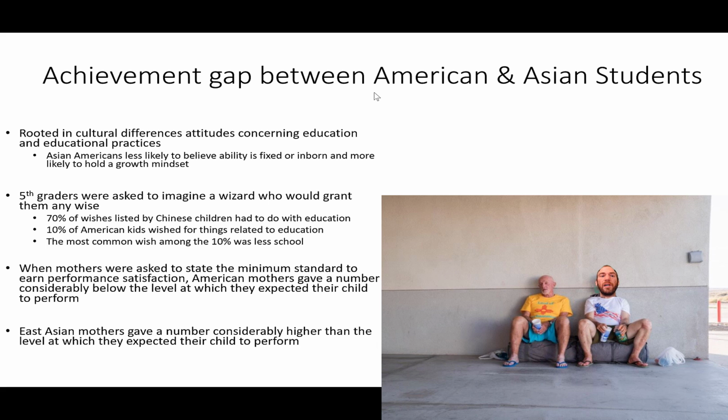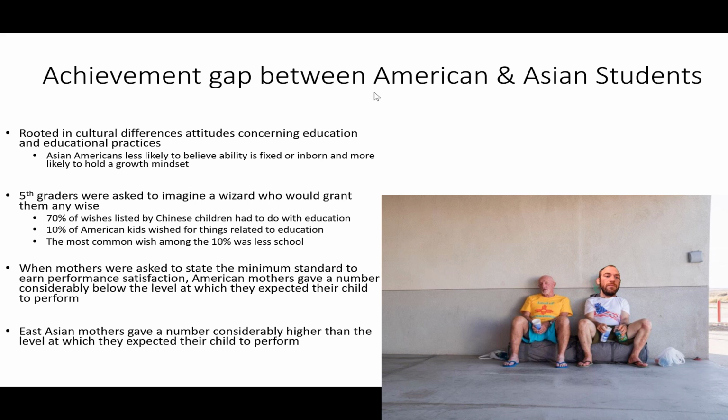Now let's compare achievement cross-culturally, and specifically look at American students and Asian students. Achievement gaps are rooted in cultural differences in attitudes concerning education and educational practices. Asian Americans are less likely to believe ability is fixed or inborn, and more likely to hold a growth mindset.